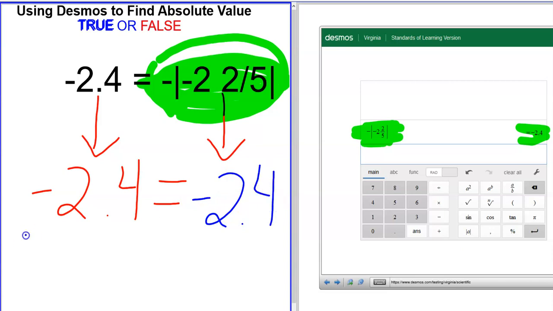So if we're comparing the two values, negative 2 4/10 is equivalent to negative 2 4/10, which is what we get when we evaluate the opposite of the absolute value of 2 2/5. So this statement is a true statement.